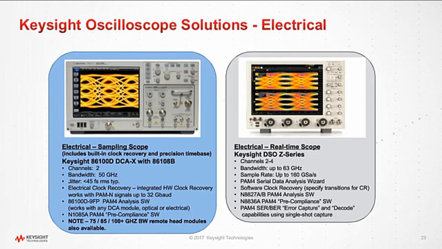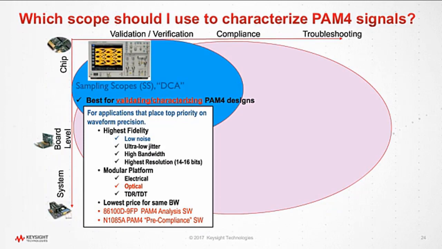So you might ask yourself, well, boy, you've got a lot of capability there. Which scope do I use to characterize my PAM4 transmitter? And generally speaking, sampling scopes, because of the very low noise, just architecturally, we can have much lower noise on a sampling scope than on a real-time scope. They are going to be best for validating and characterizing PAM4 designs. They're going to give you the most margin when you're making eye width, eye height measurements, for example.